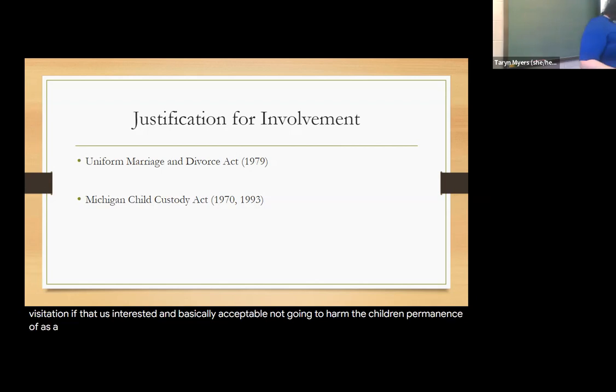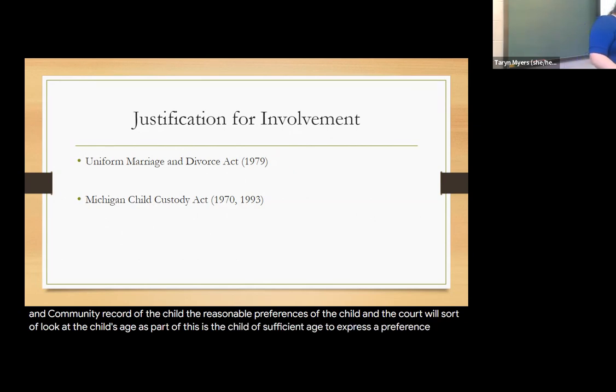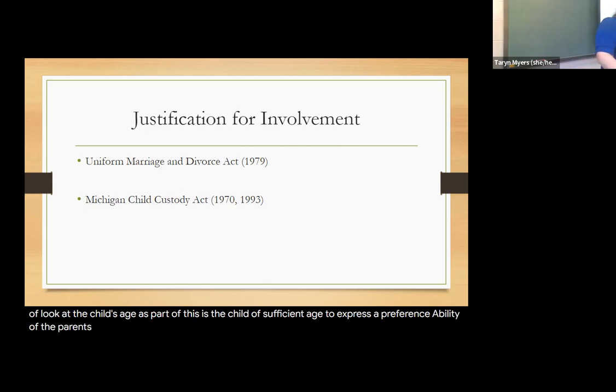Permanence as a family unit of the home, moral fitness of both parties, and again, the physical and mental health of the parties involved. So again, where psychologists come into play: the home, school, and community record of the child, the reasonable preferences of the child, and the court will look at the child's age as part of this. Is the child of sufficient age to express a preference? And willingness and ability of the parents to encourage a close parent-child relationship between the child and the other parent, again, where appropriate. And any other factor that the court considers relevant.